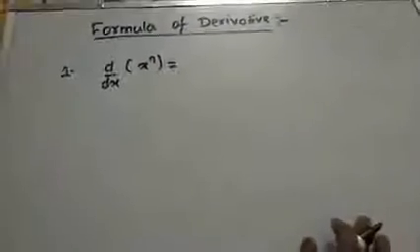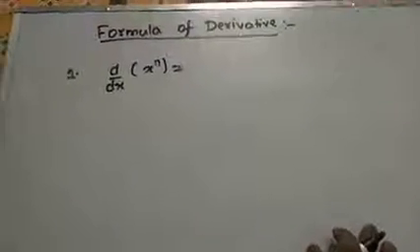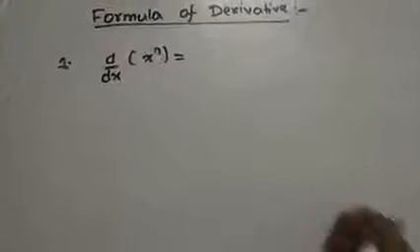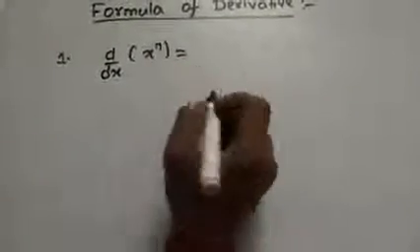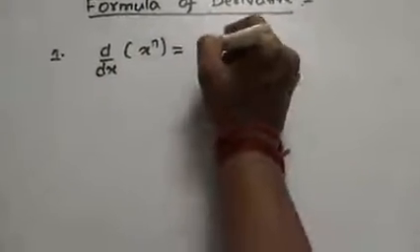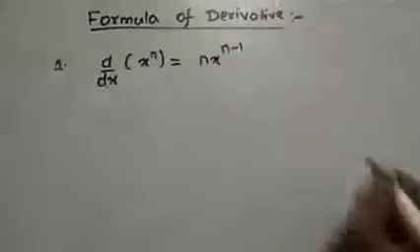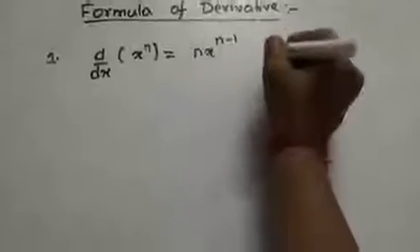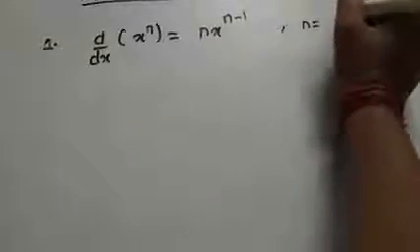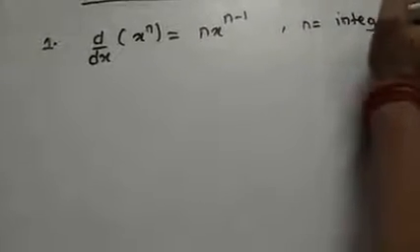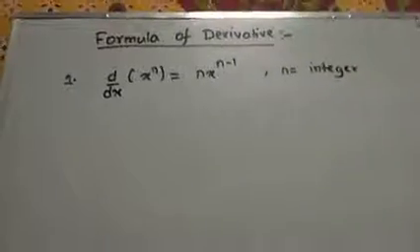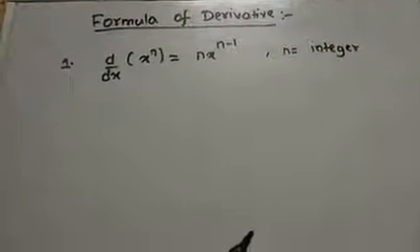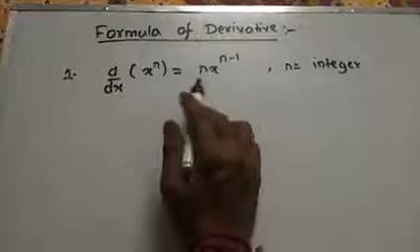d/dx of x to the power n, the first formula. The formula says that d/dx of x to the power n is n x to the power n minus 1, where n is an integer. So x to the power n gives n x to the power n minus 1.